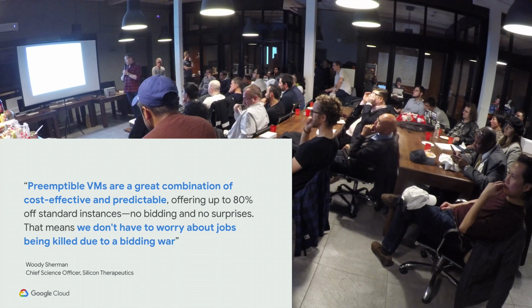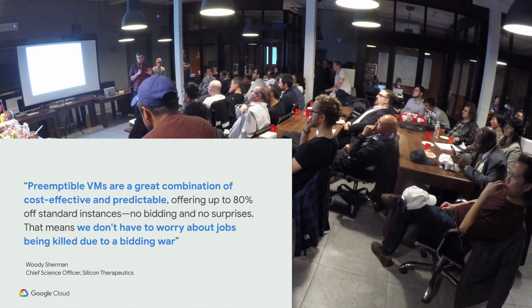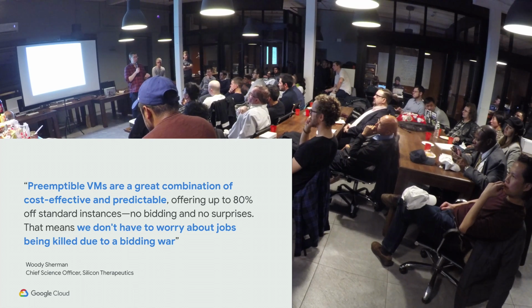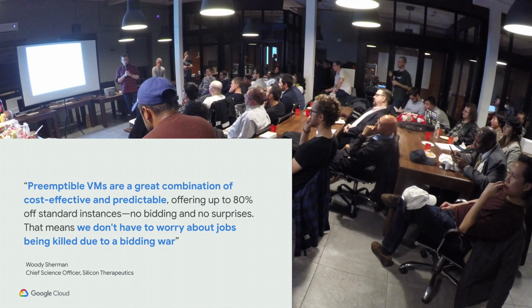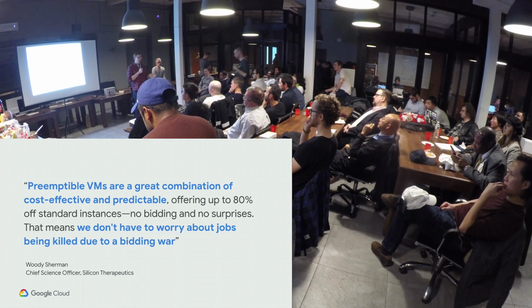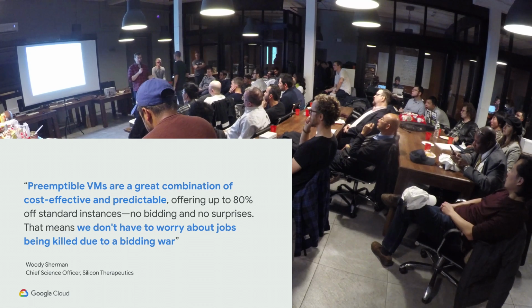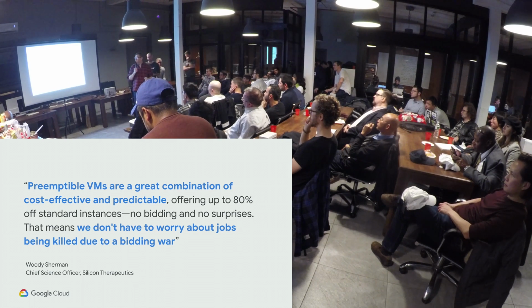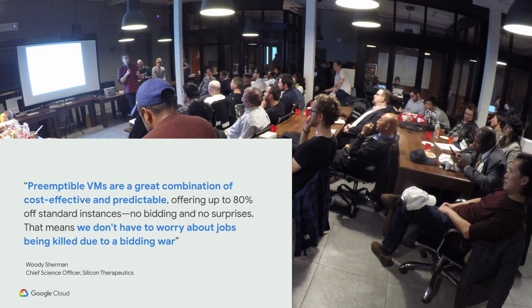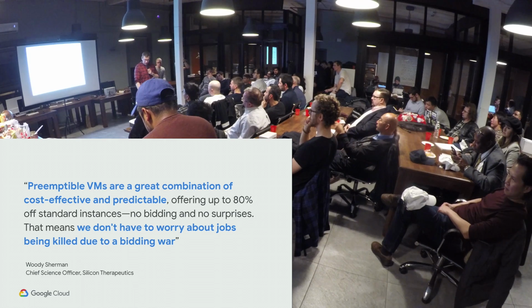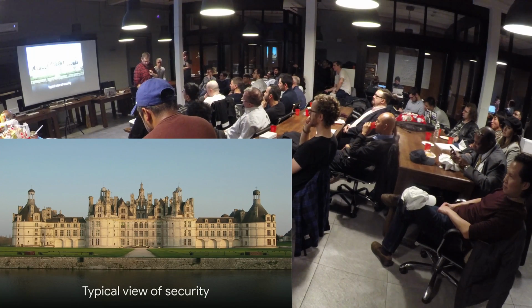Another fun marketing slide, but I want to talk about preemptible VMs. Who is familiar with spot instances on AWS? Okay. So spot instances, or here preemptible VMs, are excess compute capacity that you can get for up to 80% off, except you don't have the bidding war. We give flat rate 80% off for the duration of that VM, which can be up to 24 hours.